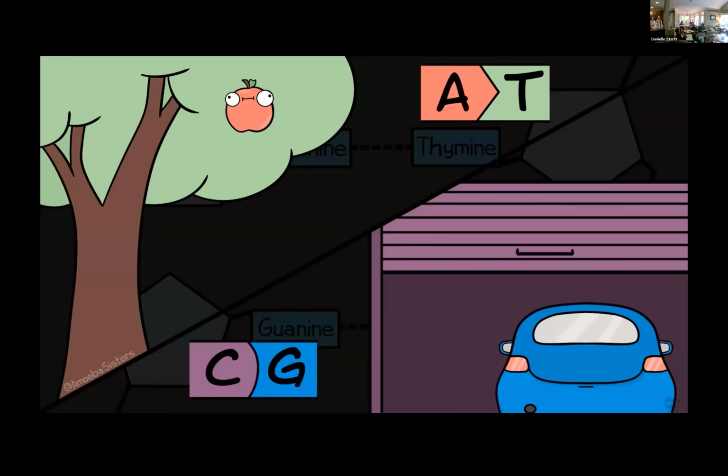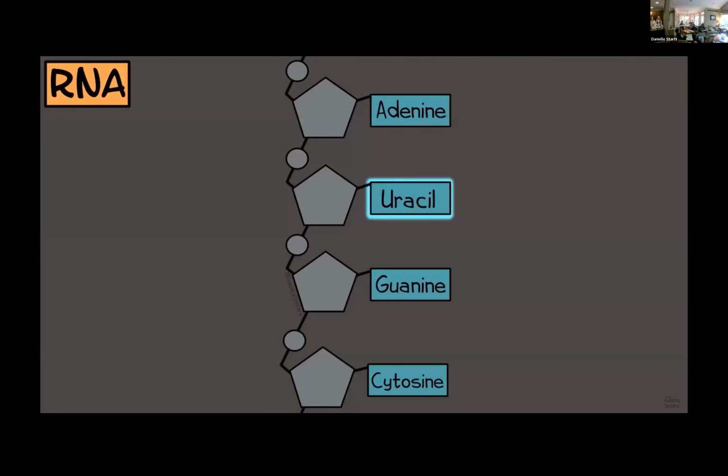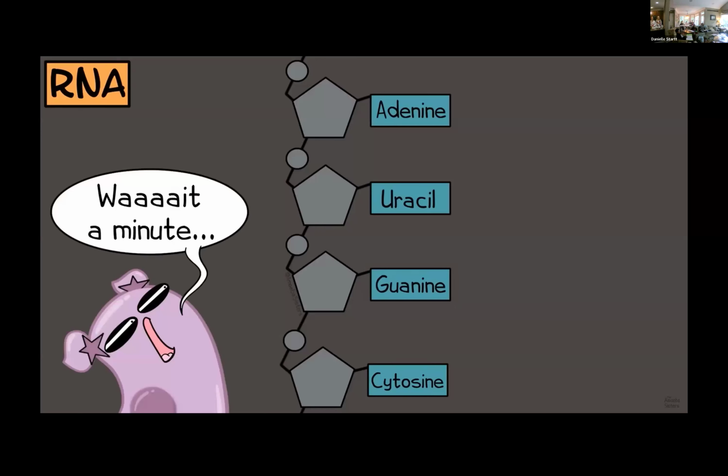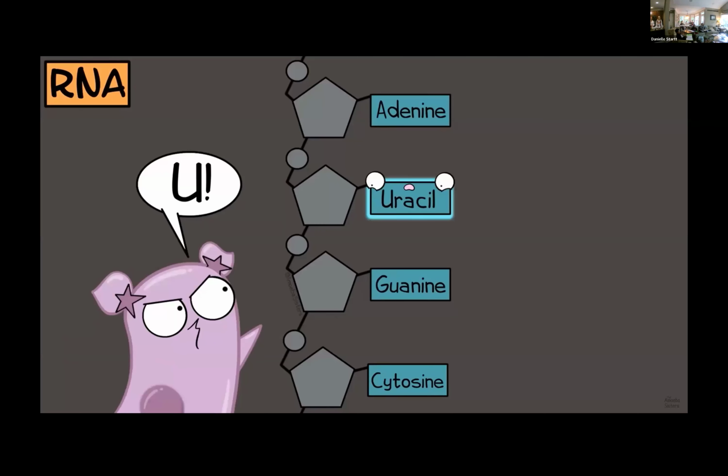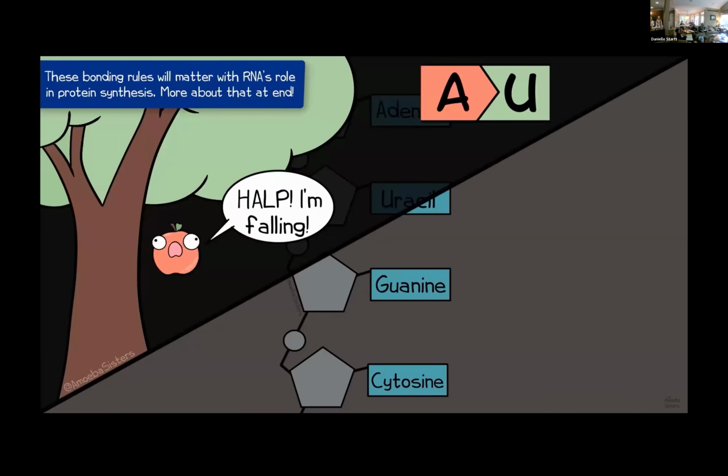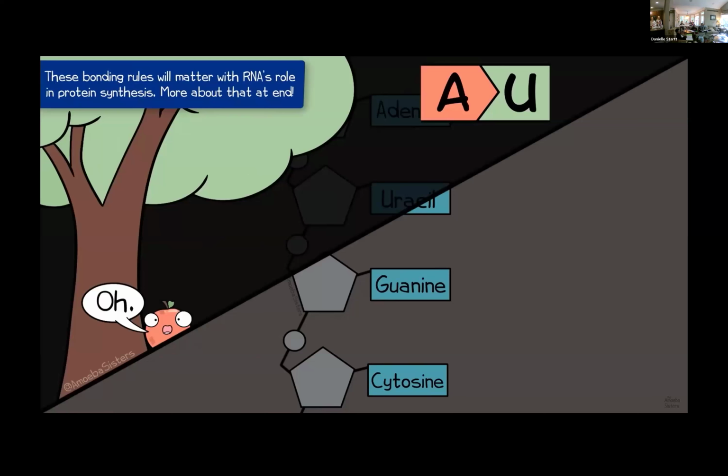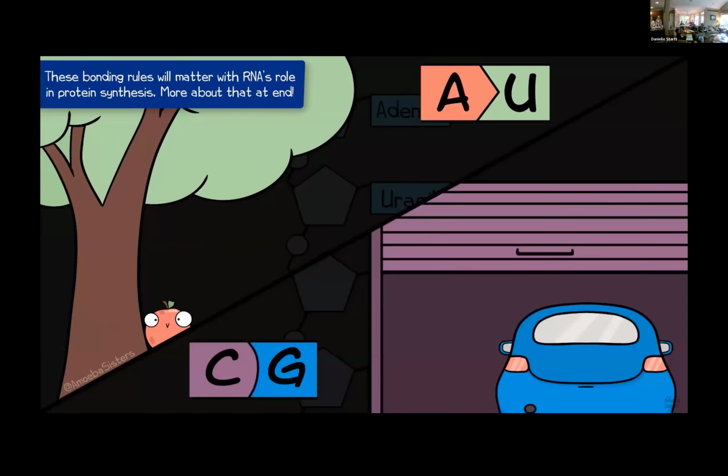The bases in RNA are adenine, uracil, guanine, and cytosine. Notice the different one? It's uracil. So you have to change that popular mnemonic device here. Instead of "apples in the tree," maybe the apples are under. "Car in the garage" still works though.